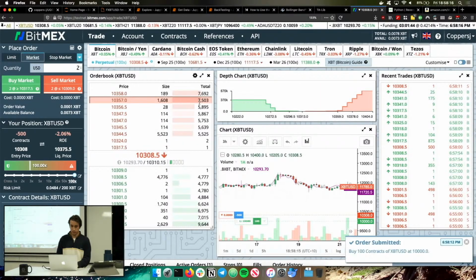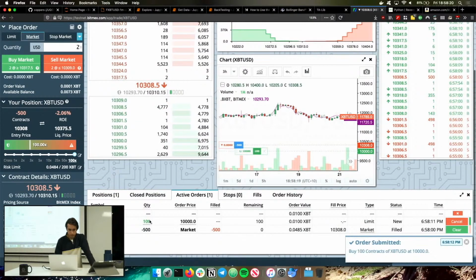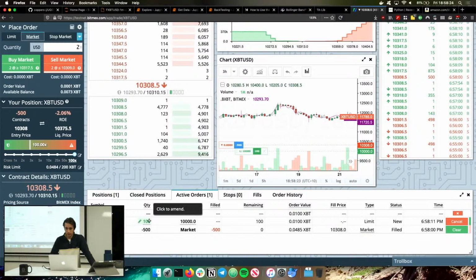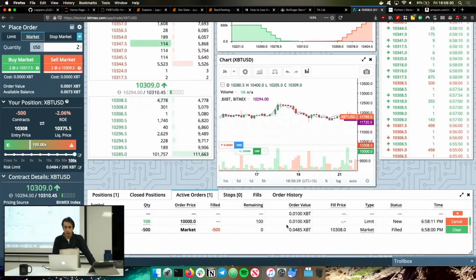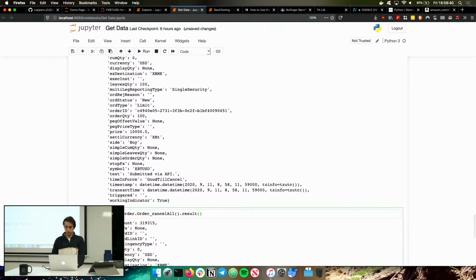Now if we look here and scroll down to active orders, we've got these orders open in the market. It's a limit order, which means it's submitted as a quote, so we won't execute unless we hit this price. Obviously we don't actually want to engage in this trade, so we'll go back to our code and cancel all orders.